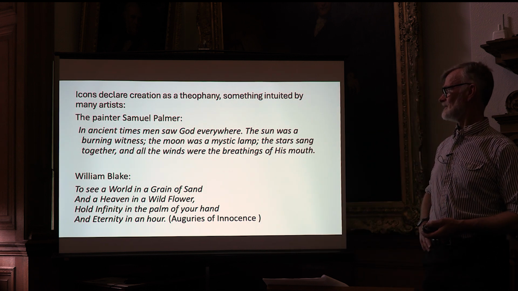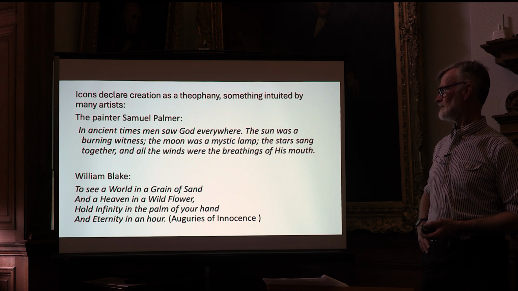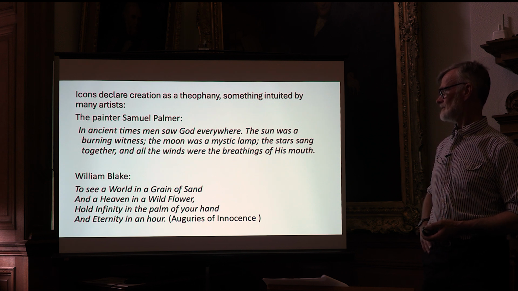To see a world in a grain of sand, and a heaven in a wildflower, hold infinity in the palm of your hand, and eternity in an hour.